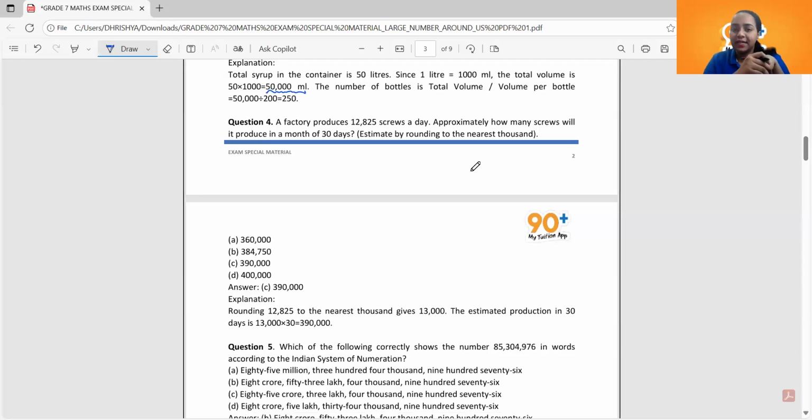That is, a factory produces 12,825 screws per day. Approximately, how many screws will it produce in a month of 30 days? Estimate by rounding to nearest thousand. So we have 12,825. How will we round 12,825? We can round it to 13,000, right? So we'll round it to 13,000. And so it's 13,000 it produces a day. And how much should we find? How many screws will we produce in a month of 30 days? So 13,000 into 30, which will be 390,000. So the option is C.